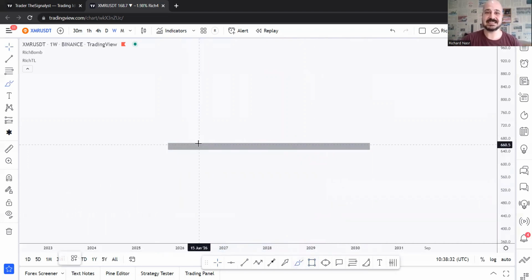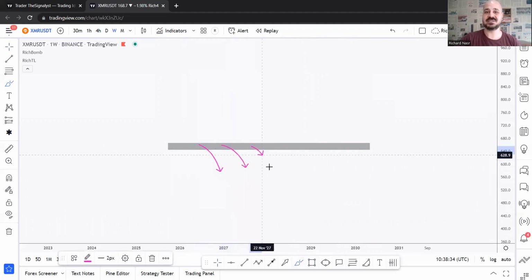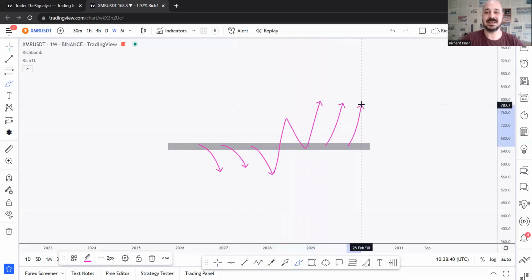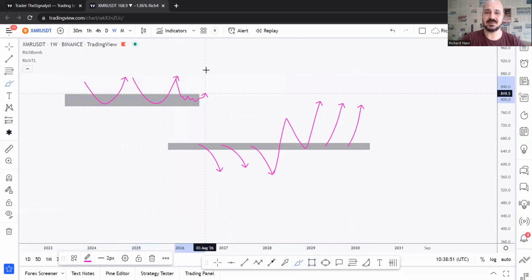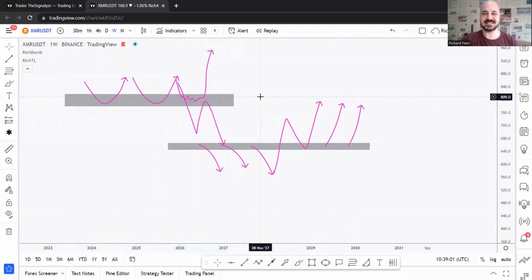So we have a resistance area when we have many failed attempts to break above a certain level or area, of course, until eventually it's broken upward, then it would become a support, and vice versa. We will have a support area when we have many failed attempts to break below a certain area. And in this case, we'll be looking for buy stops on the retest because we're expecting that the price will reject it one more time until eventually this zone would become weak and broken down. Then it would become a potential resistance zone.